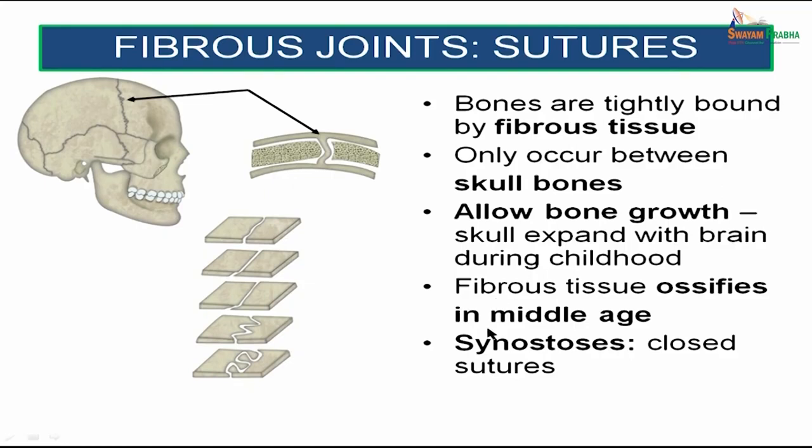But what is important is after a certain age or after middle age, this fibrous tissue which is joining the two bones on the sides, this central tissue, this ossifies. This is called synostosis. And then we say that the sutures are closed.